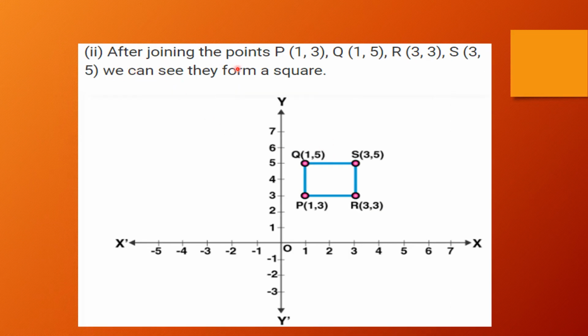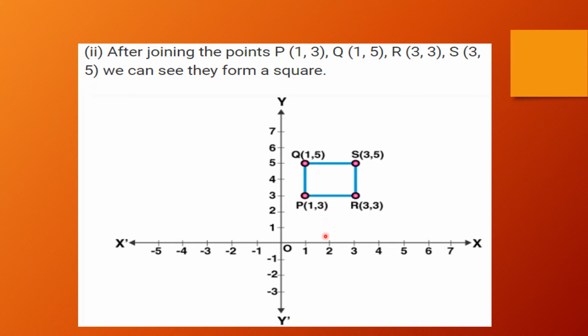After joining the points P of (1, 3), Q of (1, 5), R of (3, 3), S of (3, 5), we can see they form a square. Now, draw XOX' and YOY' and mark the positive and negative axes of both x and y coordinates, and mark point P (1, 3). Take 1 unit along the x-axis and 3 units along the y-axis. The intersection is P (1, 3).